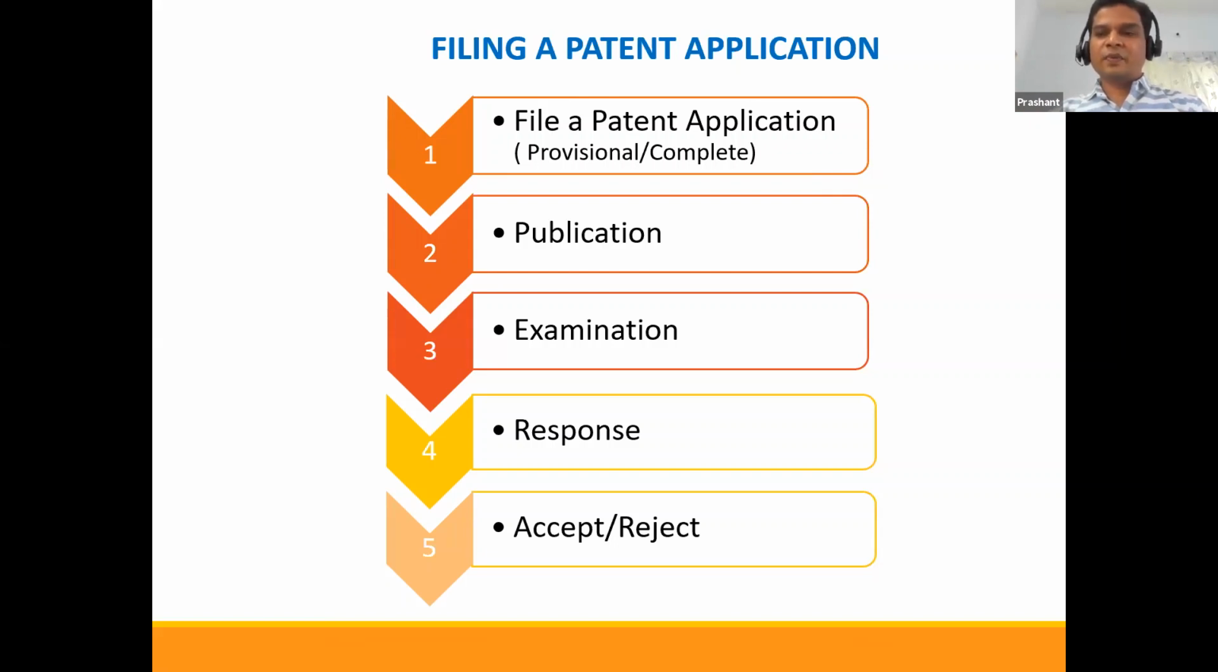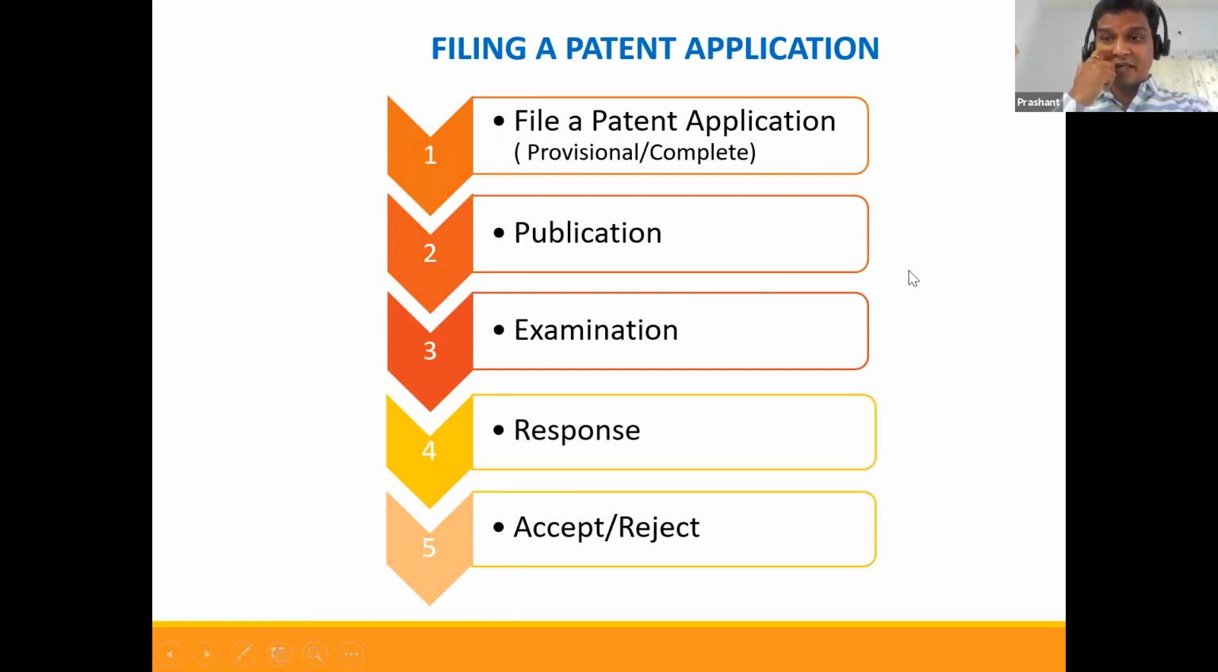The next step is the publication. Usually publication happens after 18 months, which is 1.5 years. I'm saying after 18 months, and the office has not specified what is meant by after 18 months. So it may be published immediately after 18 months, or it may be published in the 19th month or 20th month. Sometimes you need to follow up with the patent office about why it is not published yet. Okay. Then the third step is examination.